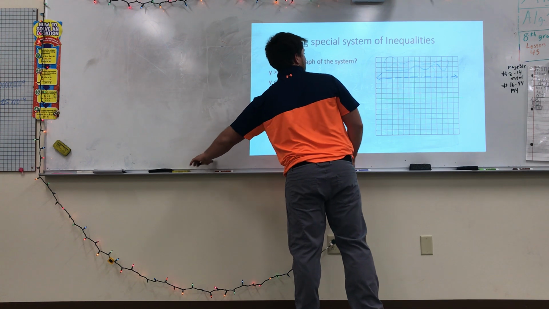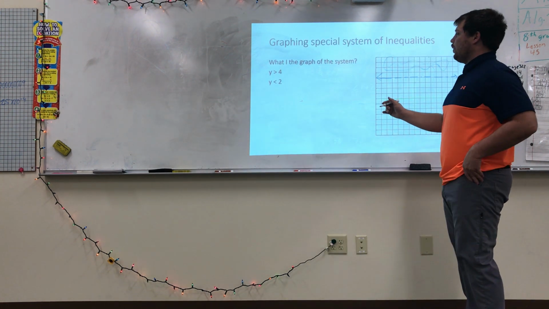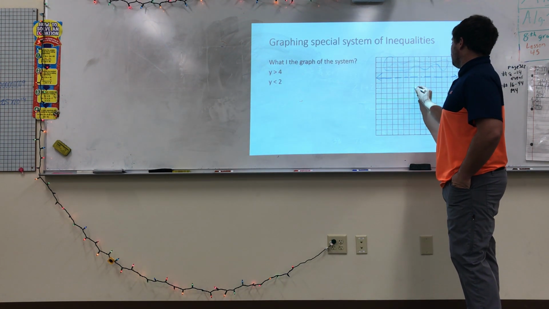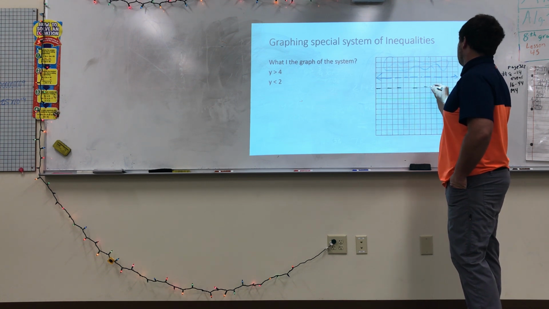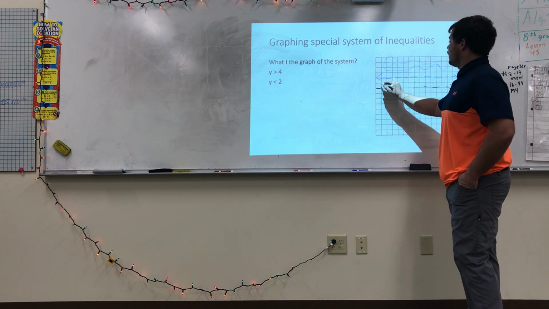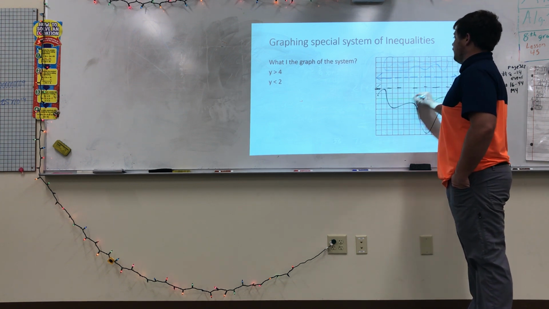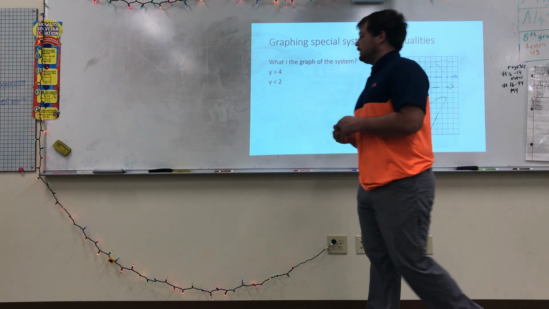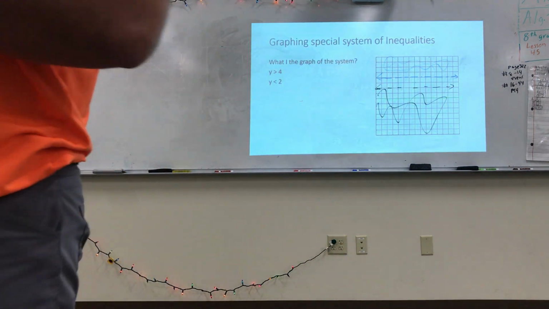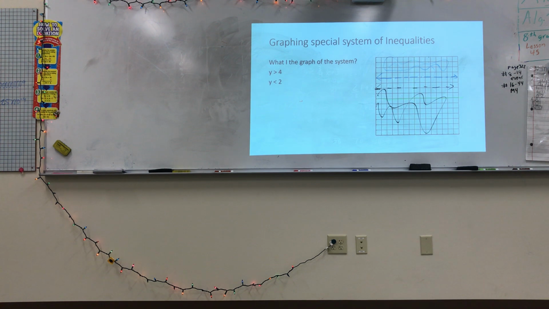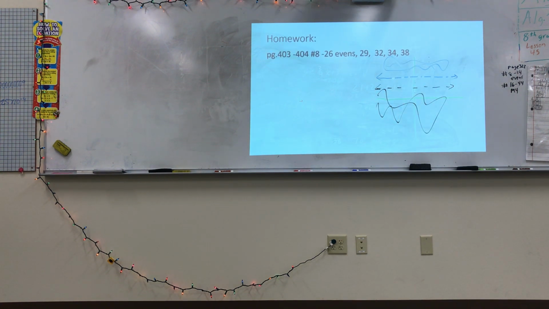Sometimes you'll have a situation in which now we have y is less than 2. And that's going to be a dashed line. And that would be everything down here. So, there is nothing that will solve both of these inequalities because they never overlap. They never, ever will. There is your homework.